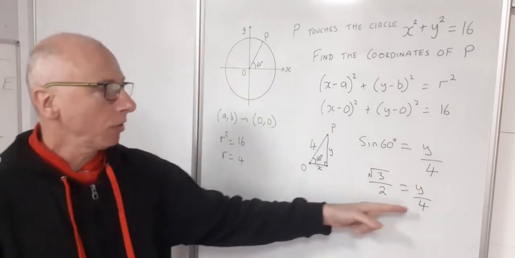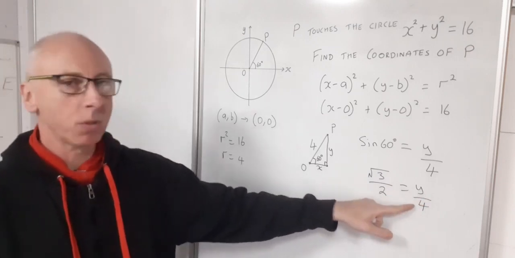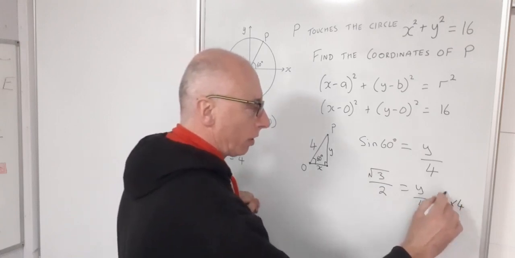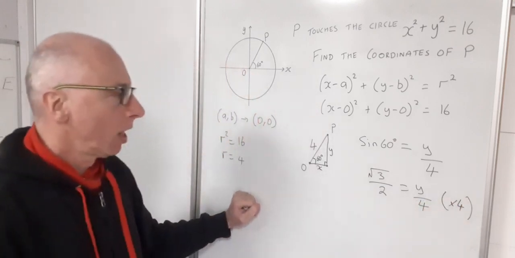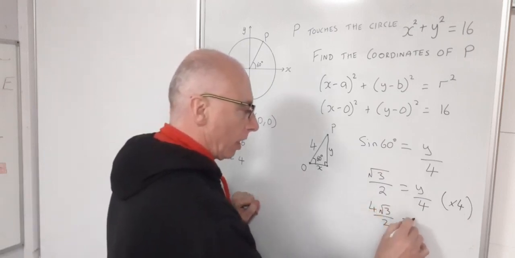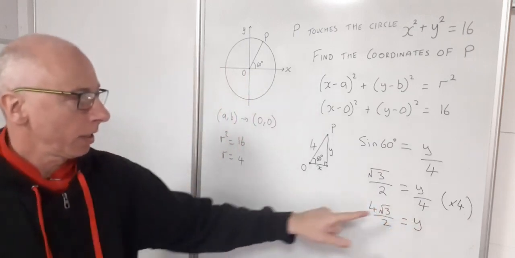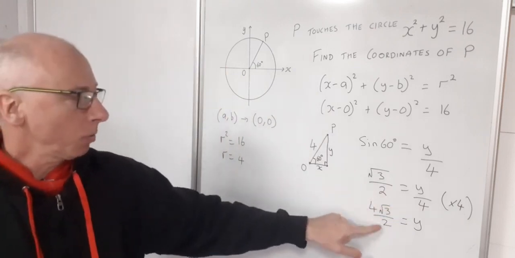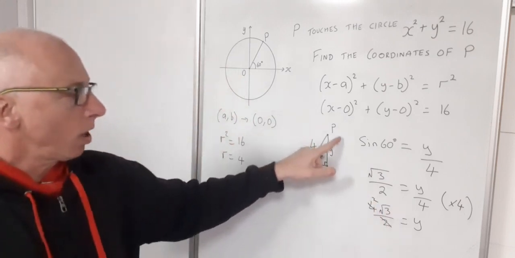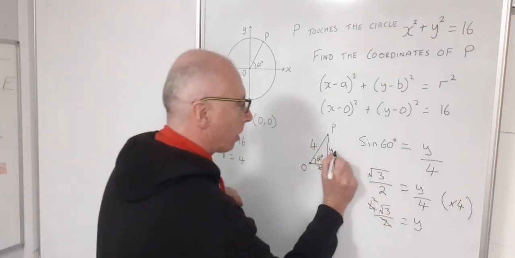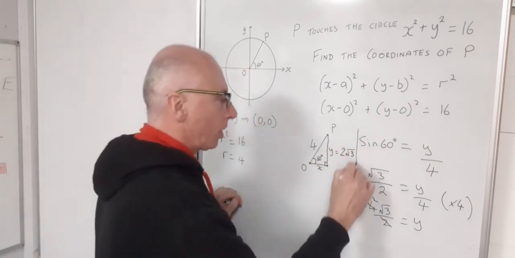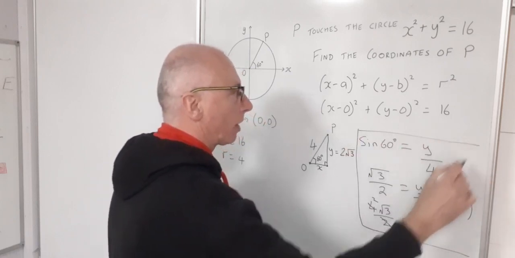Now with just simple algebra, we get this y on its own by multiplying both sides by 4. So if I multiply this by 4, I would now have 4 root 3 over 2 equals y. So I brought this 4 up to the top. Now these will cancel out to leave me with a 2. So therefore my length of y is 2 root 3. So I can write that in there. That would be my calculations to calculate my y value.